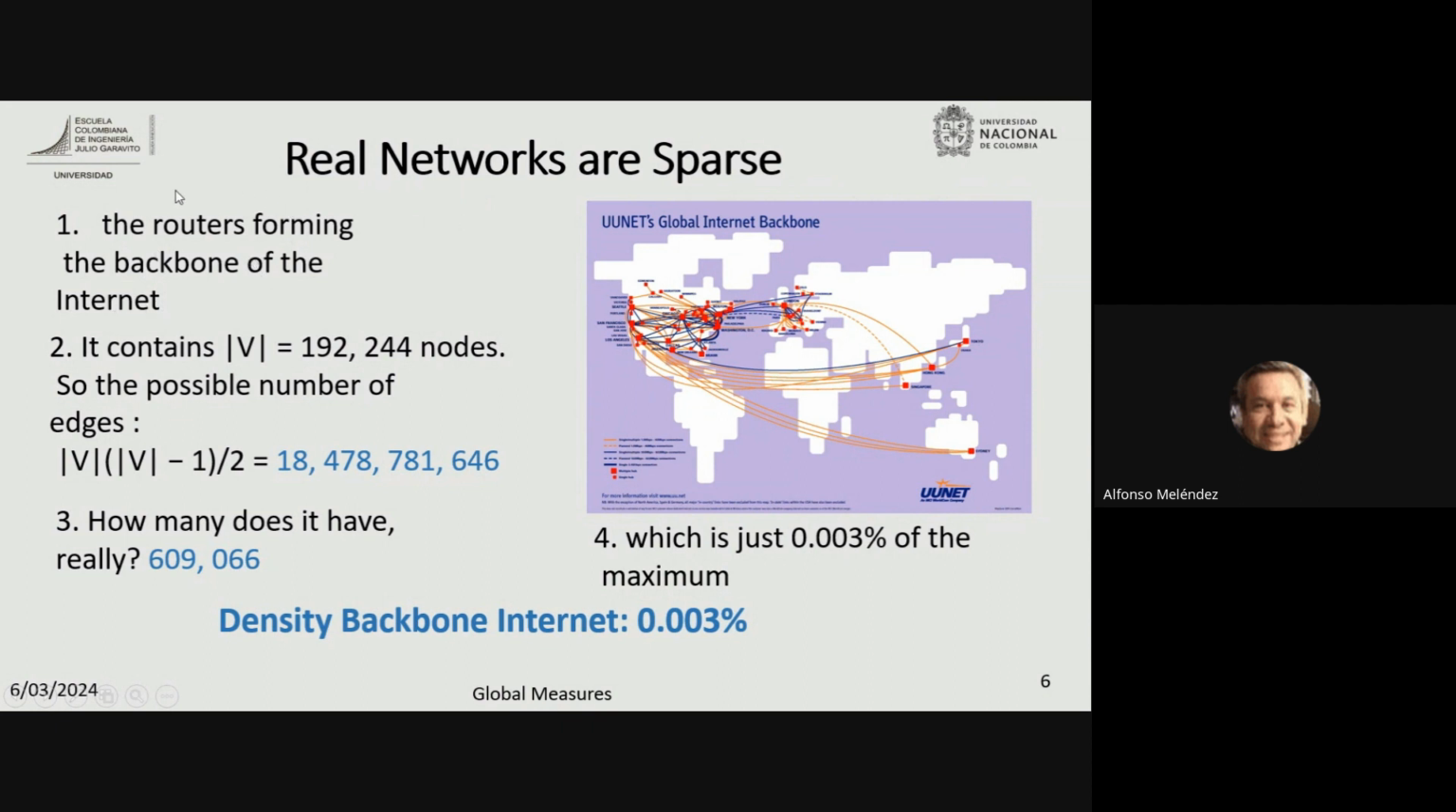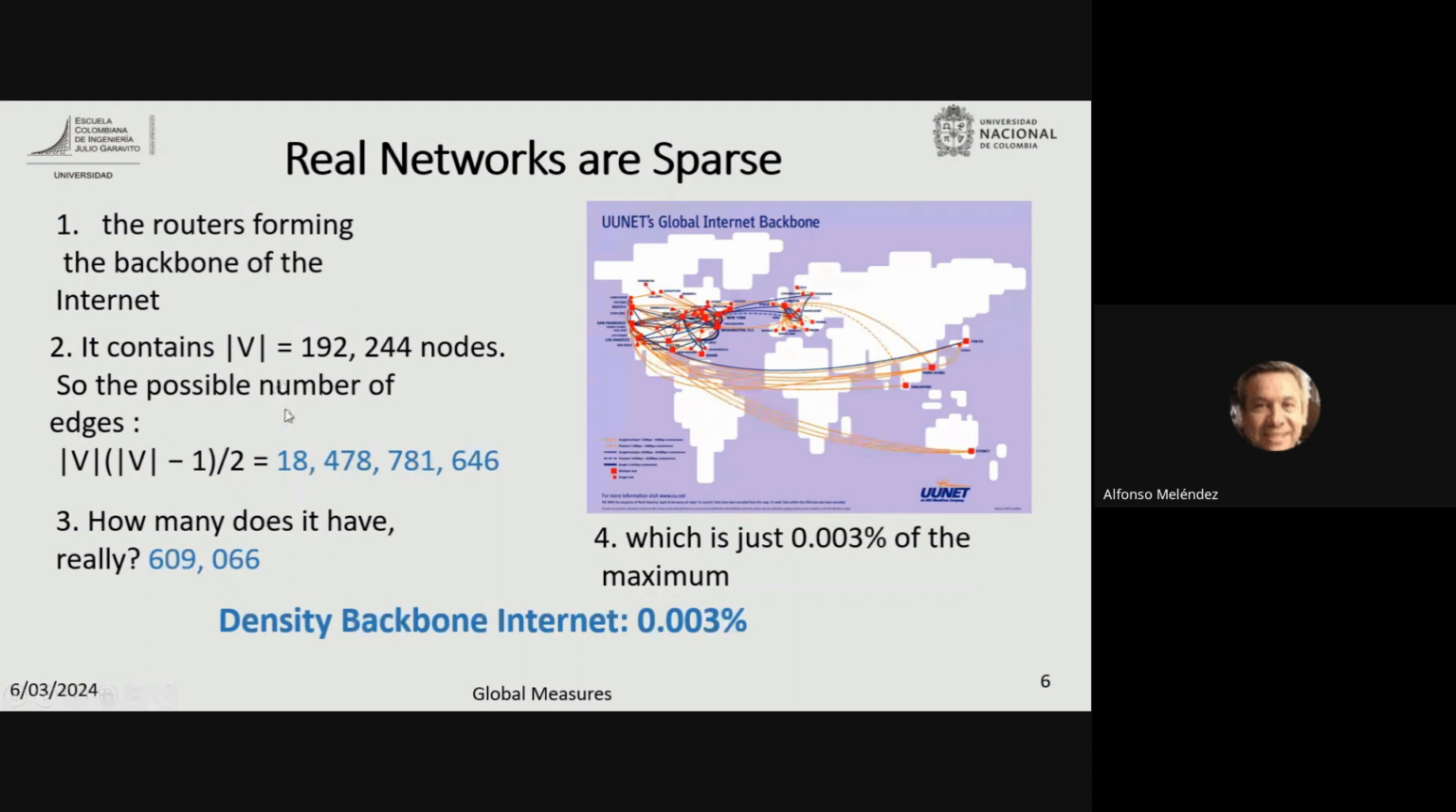How many routers form the backbone of the internet today? 192,244 nodes. What is the possible number of edges with that many nodes? The formula is number of vertices times number of vertices minus 1, divided by 2. This is the maximum number of edges that I can connect in a network with B nodes. Look at this huge number.